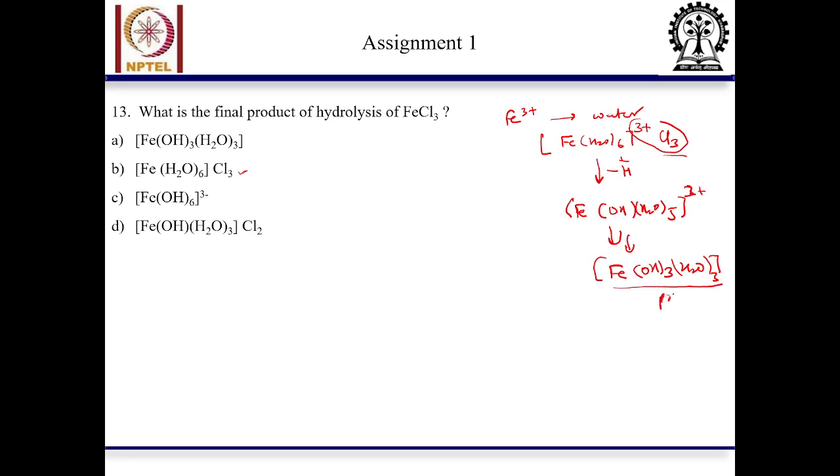So basically it will precipitate as ferric hydroxide. Okay, so the final product of the hydrolysis of FeCl3 is, sorry, option A is correct. Okay, so if it is clear, I will go to the next question.